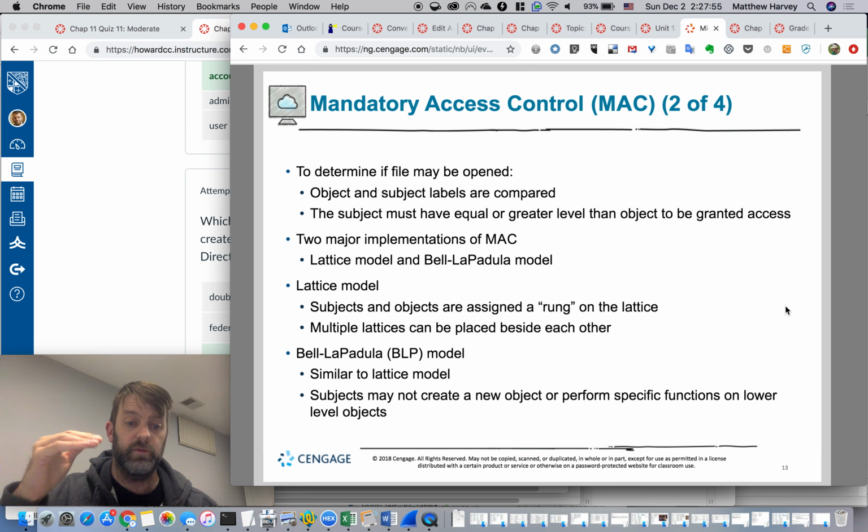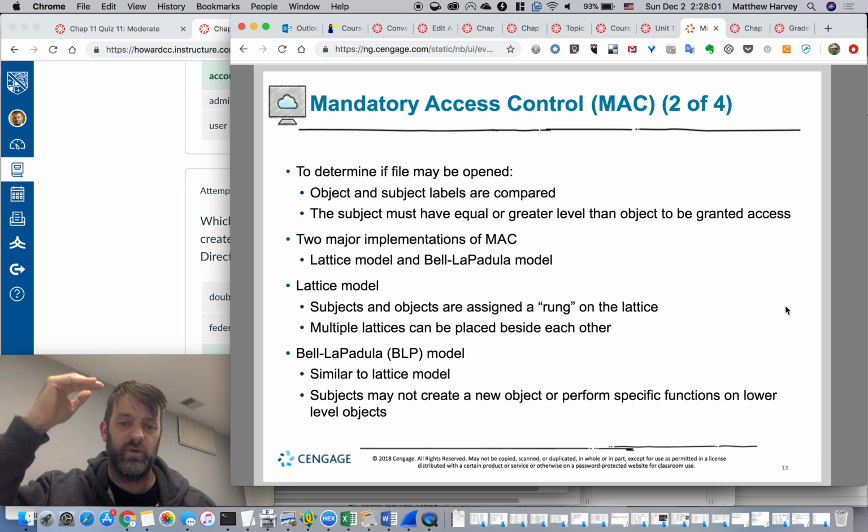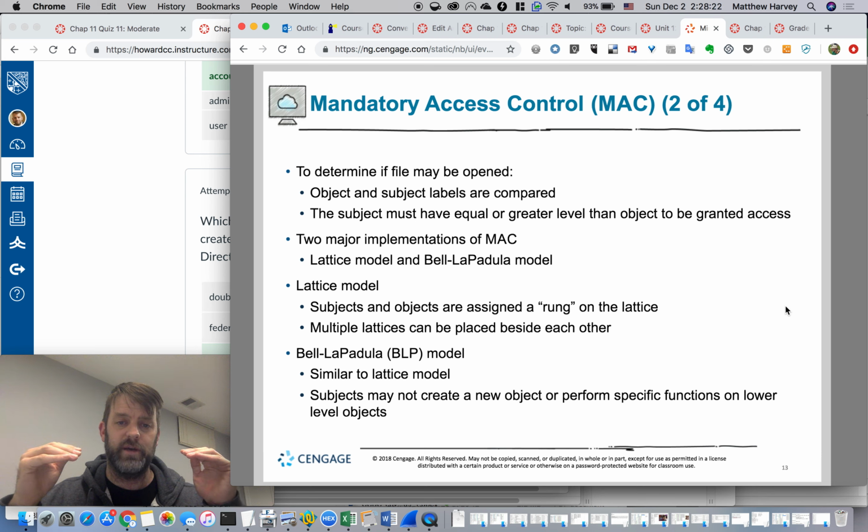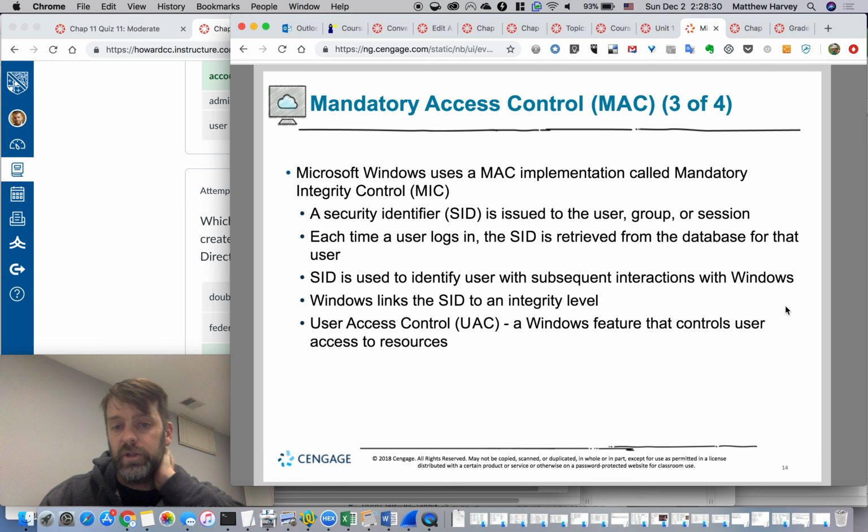Bell-LaPadula introduces the reverse concept, which is that you can't write down. So if you're on the top secret system, you can't write something down to the secret system. Or in some cases, they even say, if you've got a top secret clearance, you can only write things on this top secret system, because otherwise you might accidentally write something that is top secret down to the secret system. So the normal lattice model is just you can't read up. Bell-LaPadula says that's still true, but you also can't write down. That's what Bell-LaPadula is.